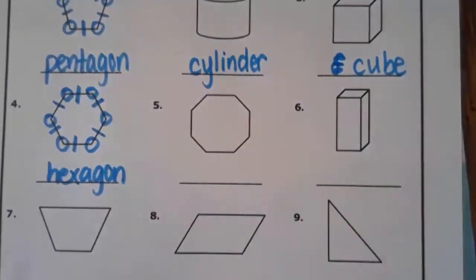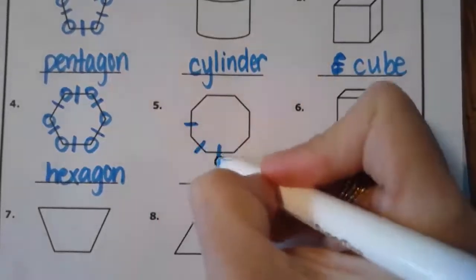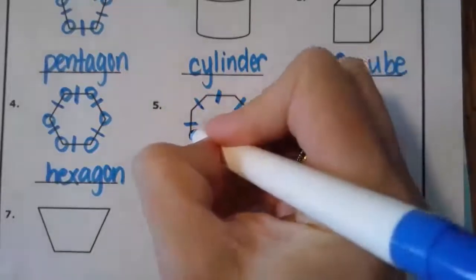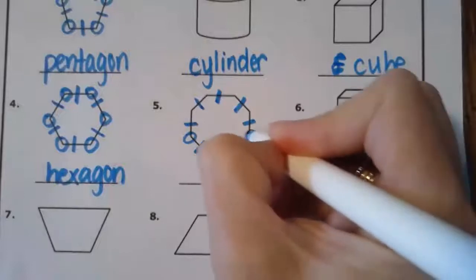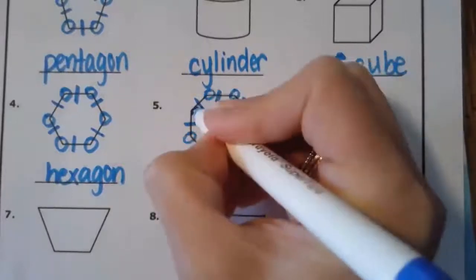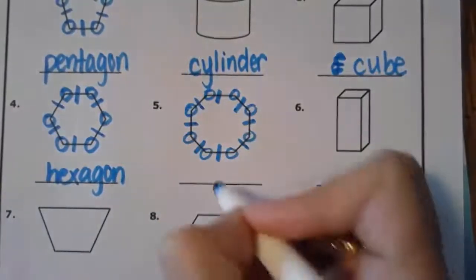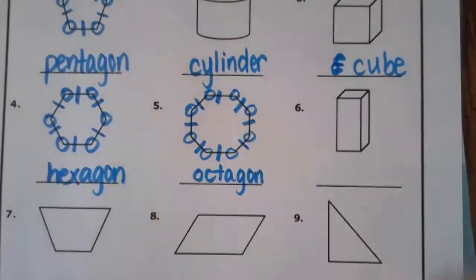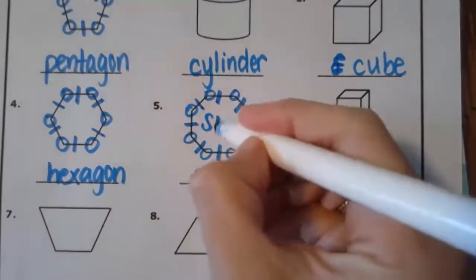Then in number 5, it's another flat shape, a two-dimensional shape with straight lines. So it is a polygon or a plane shape. It has 1, 2, 3, 4, 5, 6, 7, 8 sides. 8 sides, 8 angles mean it is an octagon. Anyone know a common octagon that you see out every day? A stop sign.